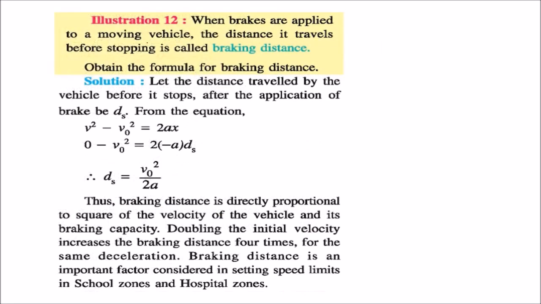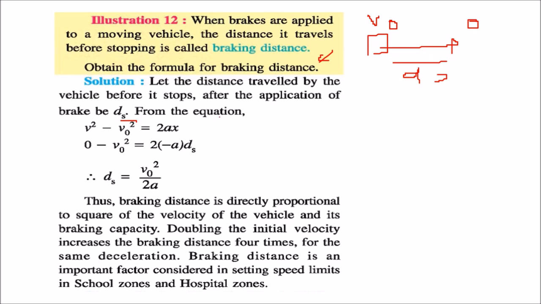When brakes are applied to a moving particle, the distance it travels before stopping is called braking distance. We have to obtain the formula for the braking distance. Let us say the distance traveled by the vehicle before it stops after the application of brake is ds. When we want to stop it, the initial velocity is some v0, but the final velocity will be 0 because it is going to stop.